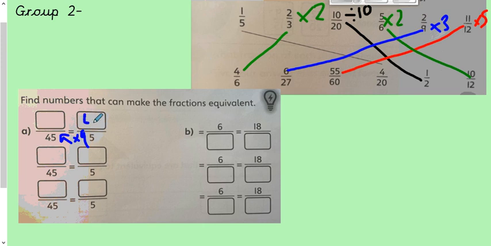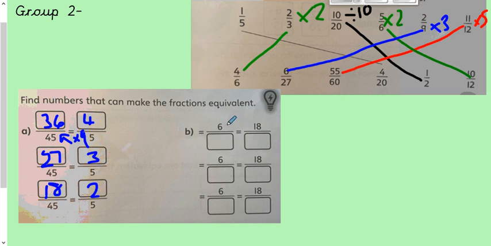So you could have done 4. 4 times 9 is 36. Then 3. 3 times 9 is 27. And then 2. 2 times 9 is 18. Okay, so I just spotted straight away what you do to 5 to get 45, and then I just did the same for the top. So 4 times 9 is 36, 3 times 9 is 27, 2 times 9 is 18.